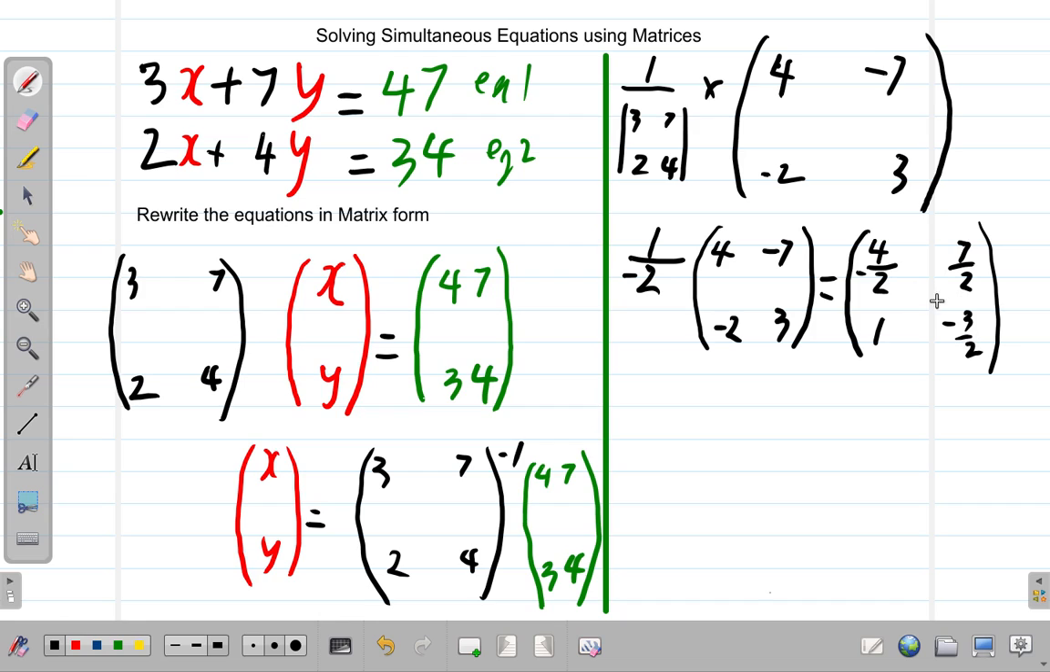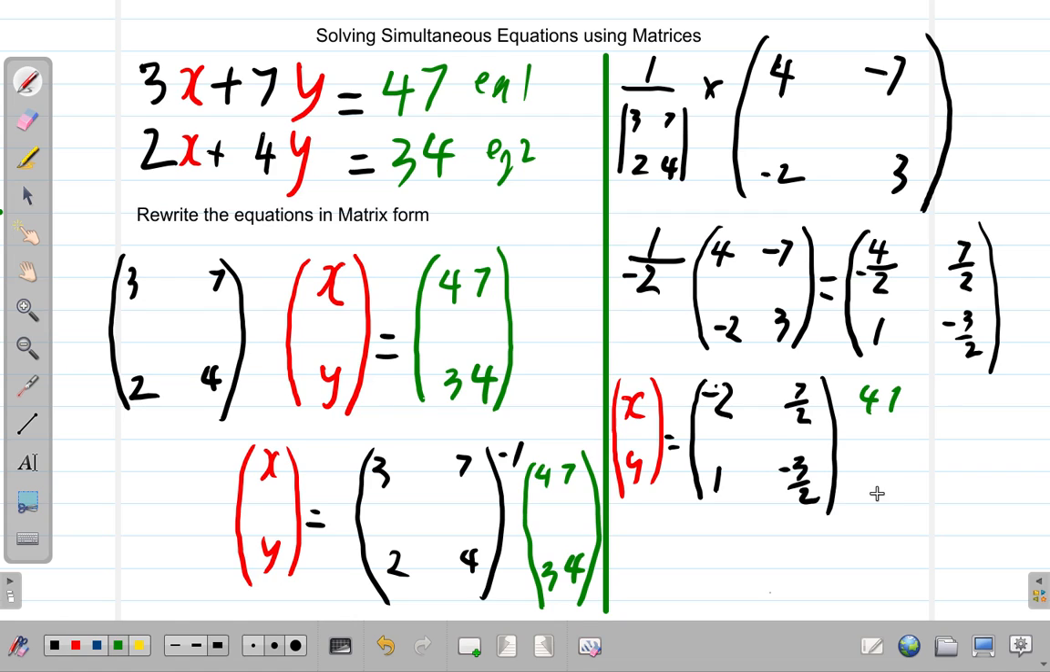As this is the inverse of 3724, so now, let's see what we're going to have. X, y is going to be equal to negative 4 over 2, which is negative 2. So let's just write negative 2, negative 2, 7 over 2, 1, negative 3 over 2. And that will multiply 47, 34. Alright?